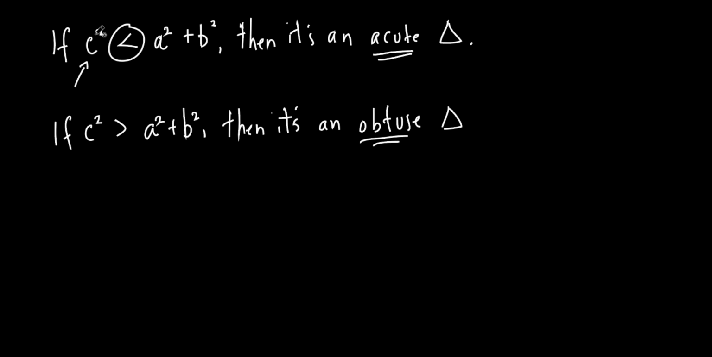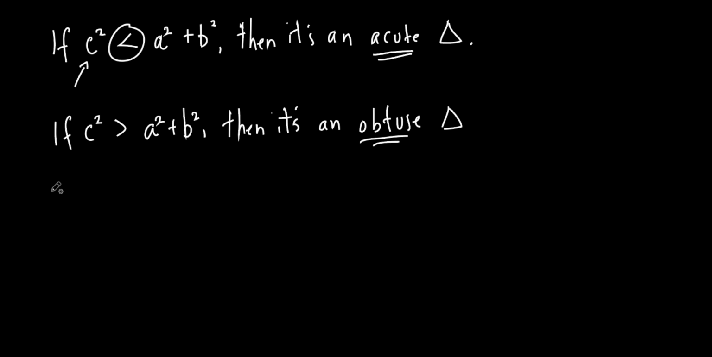That's why I like to write it the c squared first. If I wrote it the other way, I would have to say a squared plus b squared is greater than c squared, and the greater and acute don't really, to me, make sense. The greater than and the acute, they don't match up. But less than and acute matches up, so that's why I put the c squared first. All right.